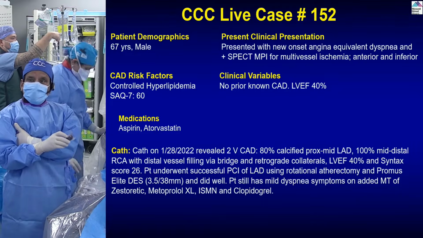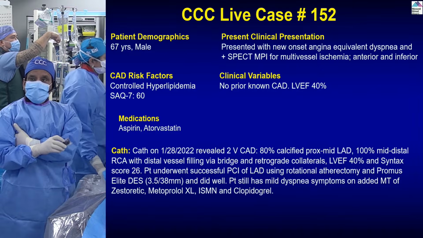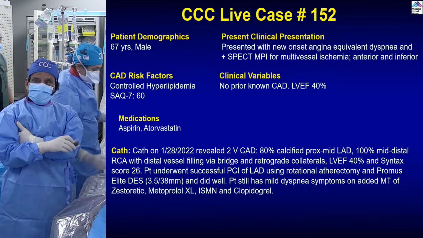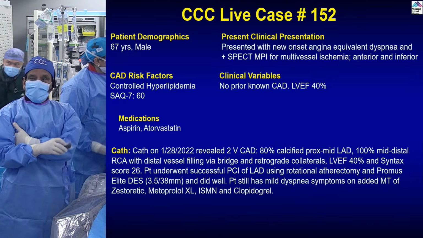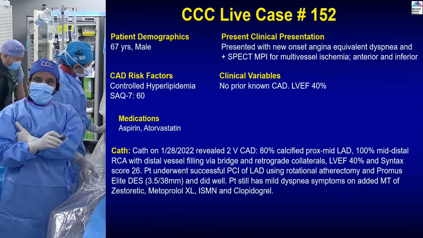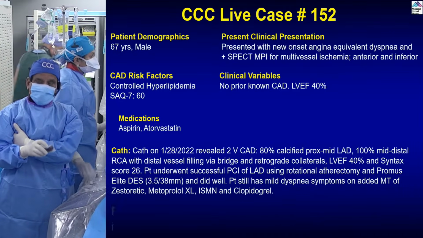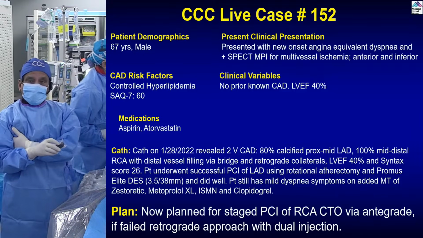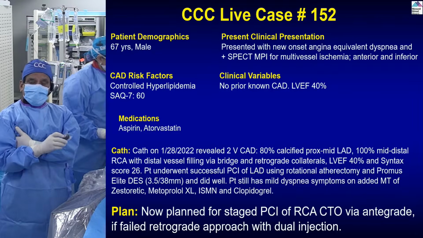He had a cath done at the end of January, which revealed two vessel disease: calcific 80% LAD, proximal to mid LAD, and 100% mid to distal RCA, which we are going to show today. The patient had a rotablation plus DES of the LAD, did well, but symptoms still continue. Now has added Zestoretic, metoprolol XL, isosorbide, and clopidogrel. So today the plan is staged PCI of the RCA CTO via antegrade. If that fails, then retrograde approach with dual injection. That's what we have.